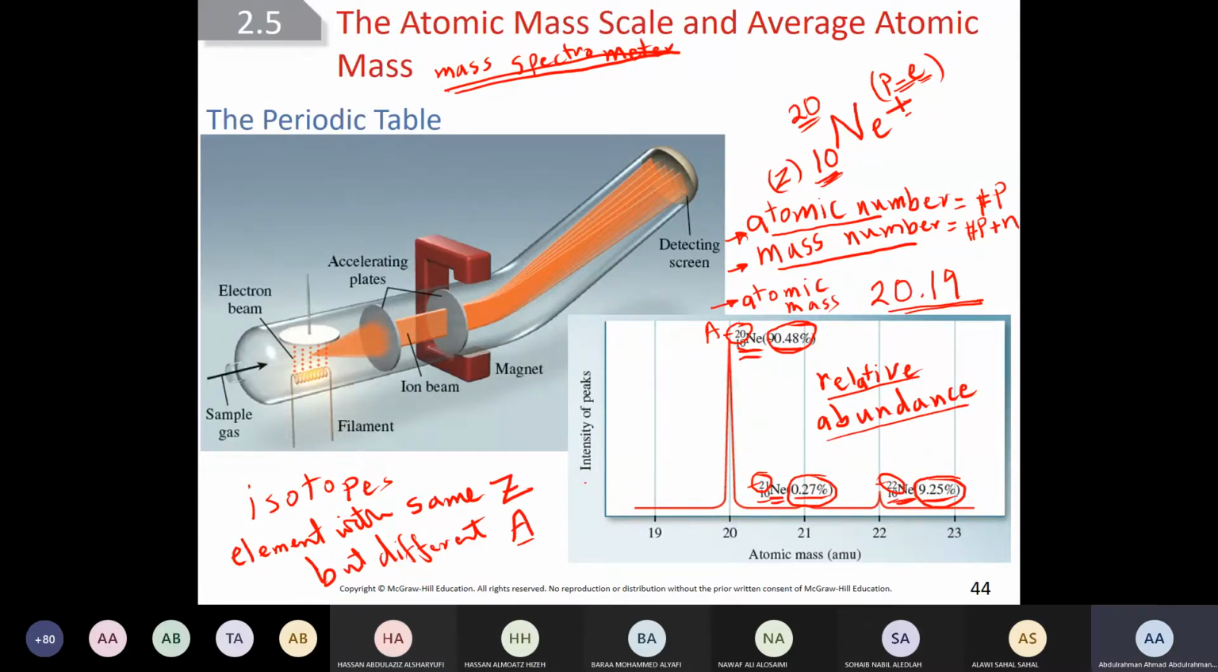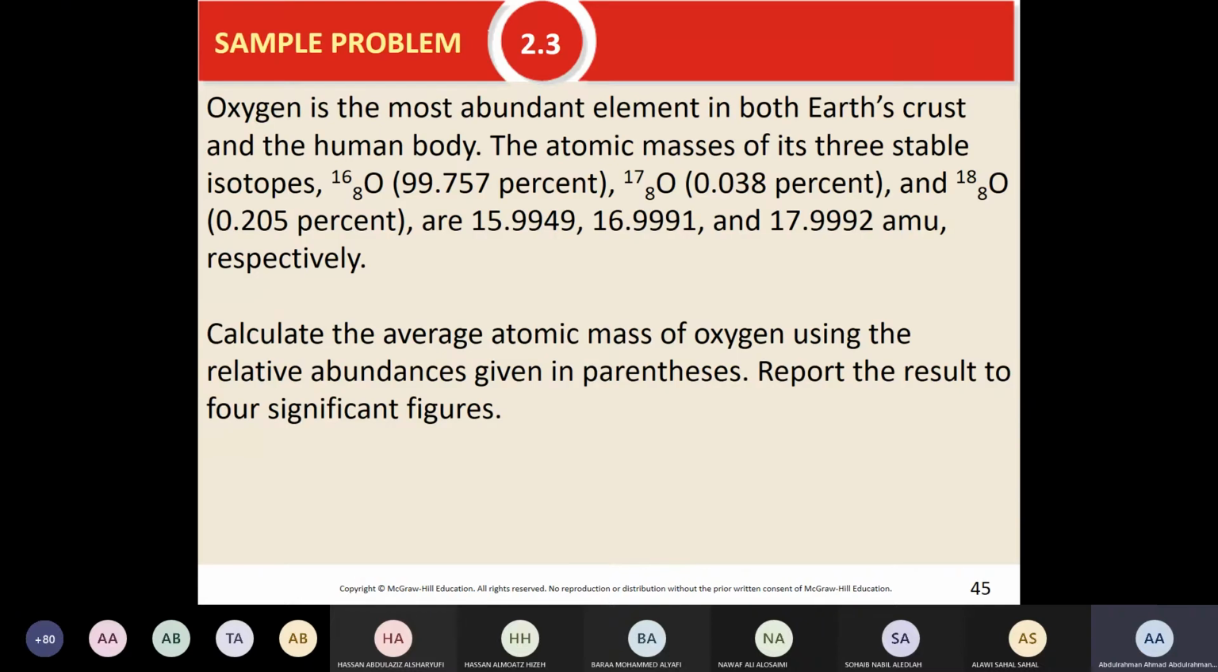What's the name of this instrument? Mass spectrometer. You have to know the name as well. Good. Let's solve this problem. We have now two isotopes of oxygen, oxygen 16 and oxygen 17. What's this percent called? Relative abundance of 16 and relative abundance of 17.